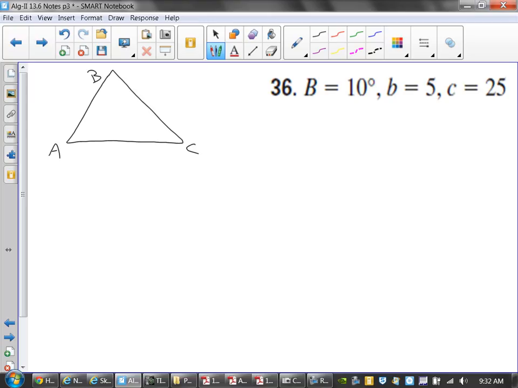Here's a weird one. You have your 10, 5, 25. There's a little way we have to worry about. So first thing you're going to do, you're given the acute angle. They're given the acute angle and the side opposite it.